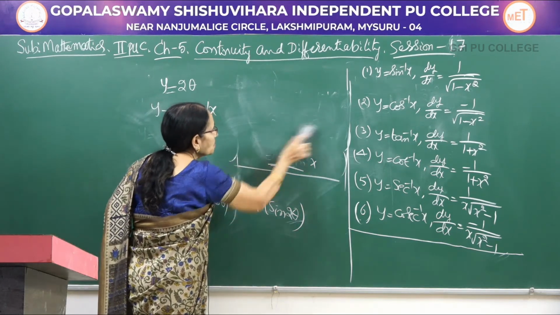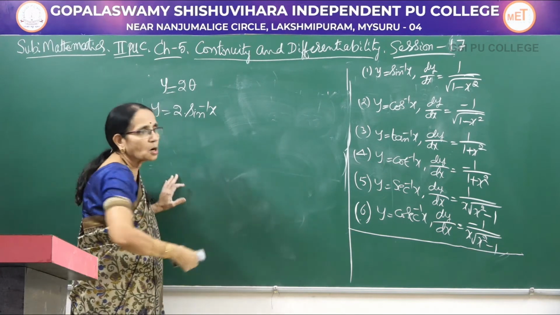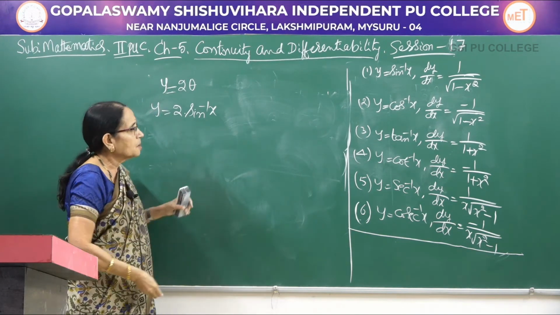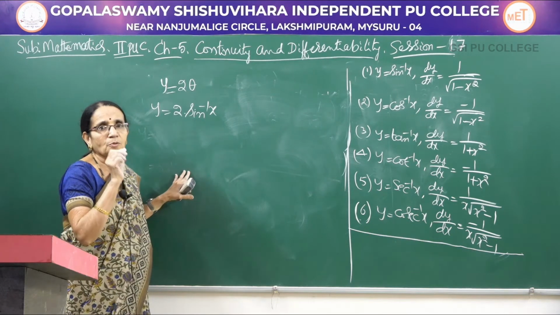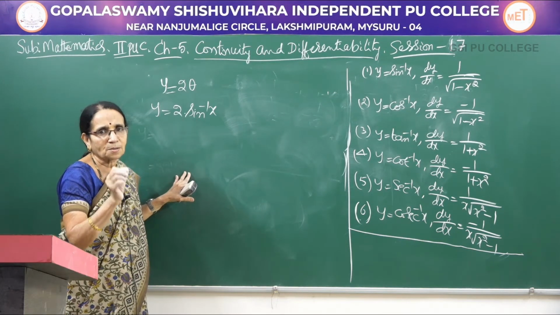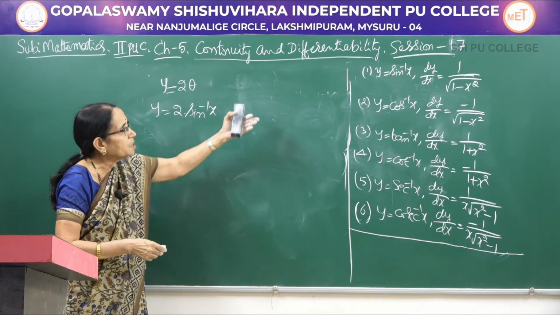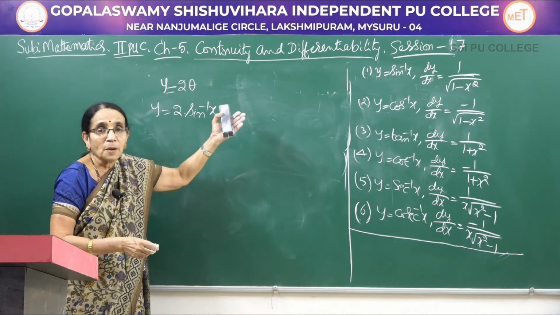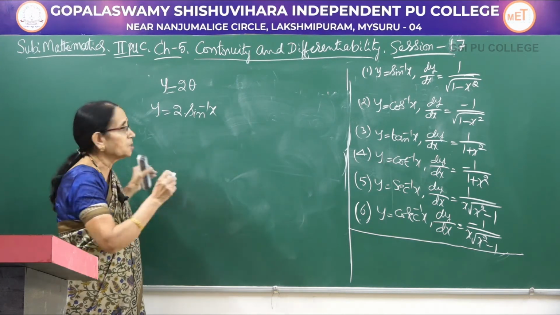See, you observe a composite function was given to us, isn't it? When we made a proper substitution, that sin inverse of 2x into root of 1 minus x square now has become 2 sin inverse x. And sin inverse x is nothing but the basic inverse trigonometric function whose derivative we already know.